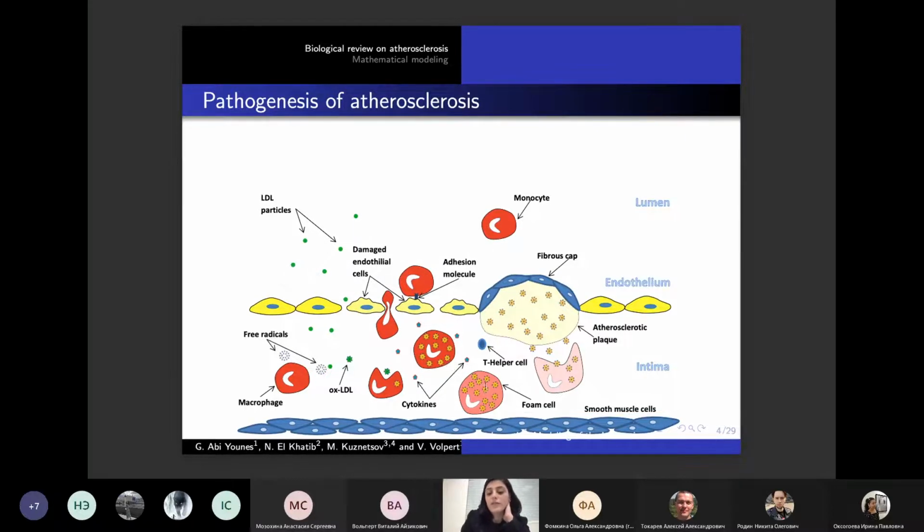The excess of lipid inside the macrophages gives them a foamy appearance, so at the end we call them foam cells. Foam cells cannot destroy the oxidized LDL, so they release their content and form a plaque. So this is very briefly about the inflammation in atherosclerosis.